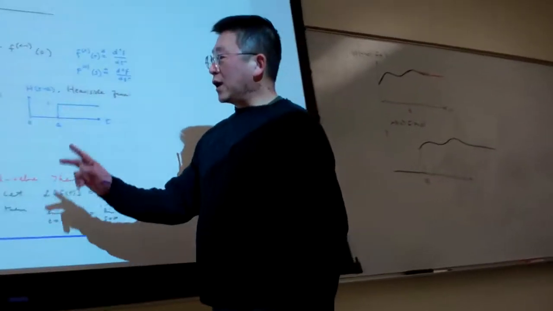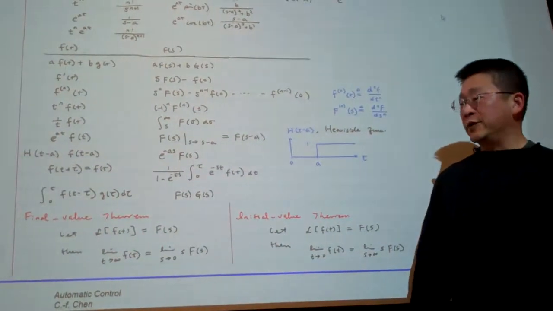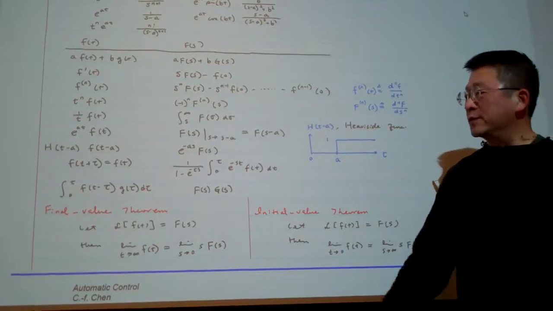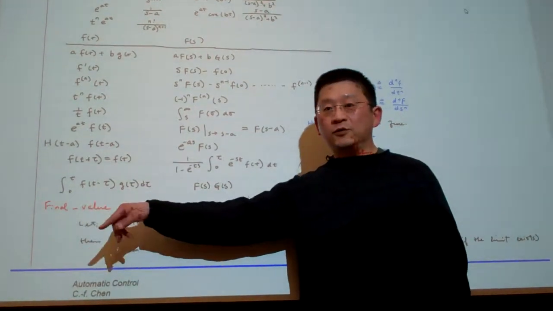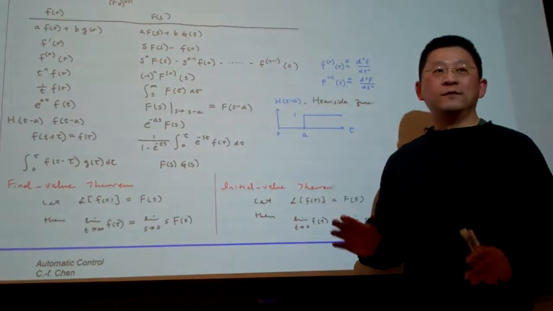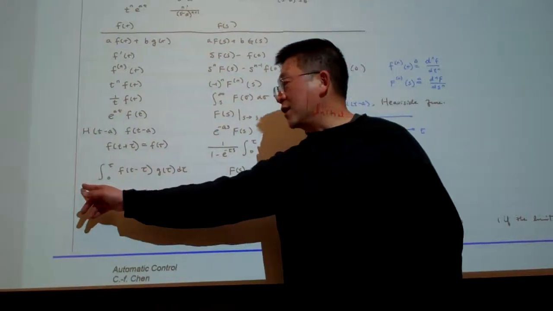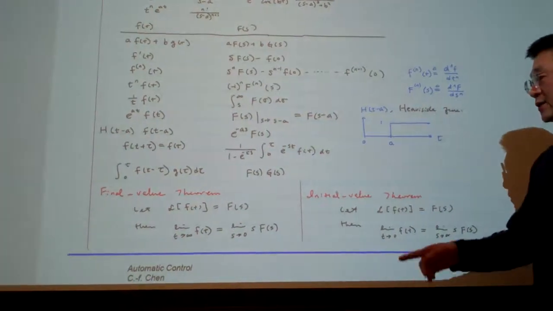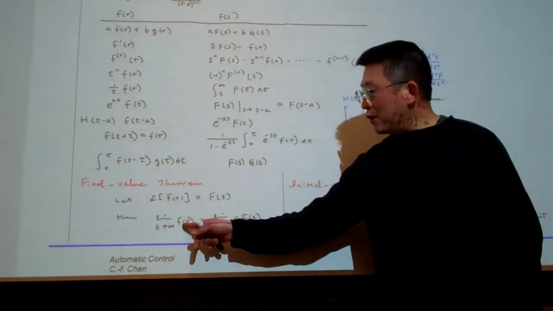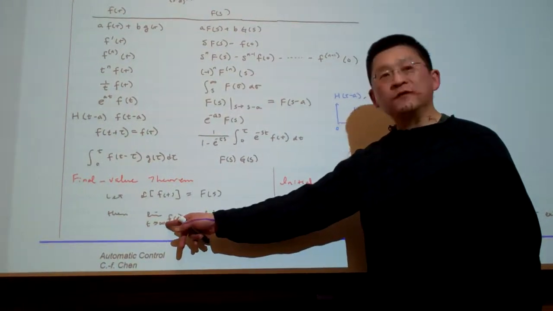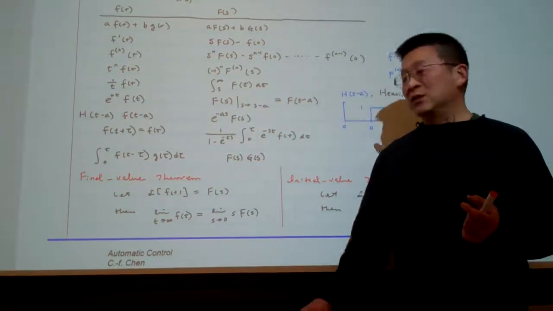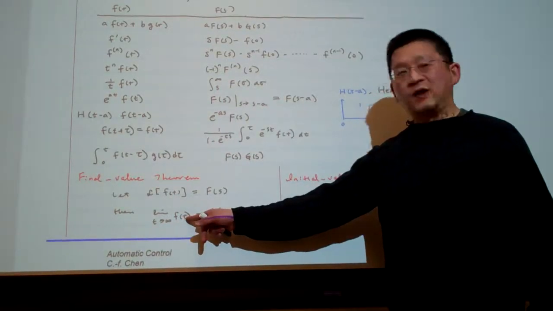Okay. And we have two very good theorems in the Laplace transform. One is called the final value theorem, the other the initial value theorem. Make a mark here on your notes, because this one is going to be used a lot in controls. You can put a star mark here. What does this mean? This means the value of the function when t approaches infinity, basically what is called the steady state response. The steady state value of this function.